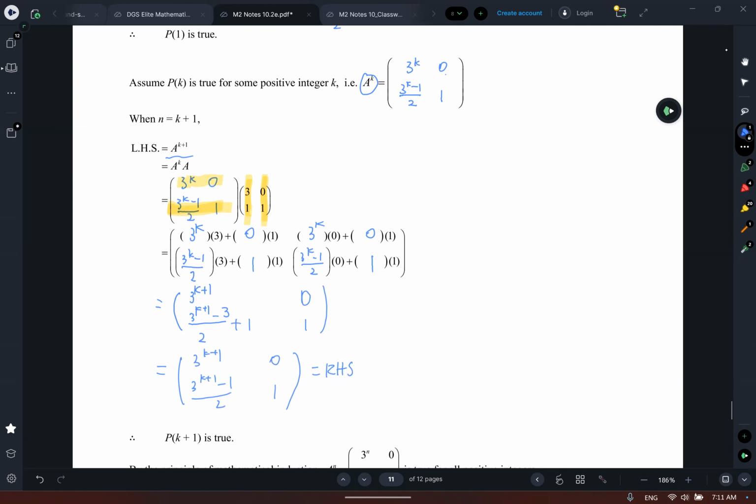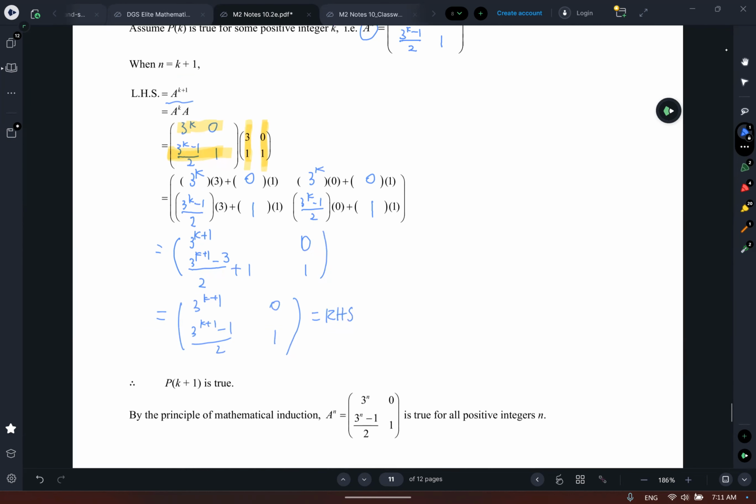And thus, P of k plus 1 is true, and by the principle of mathematical induction, A to the power n is equal to this 2 by 2 matrix. And this statement is true for all positive integers n.